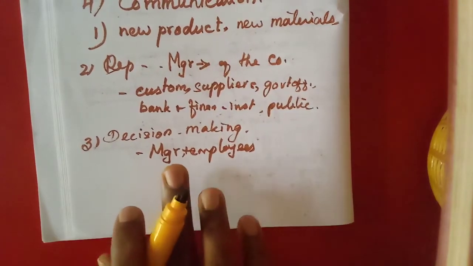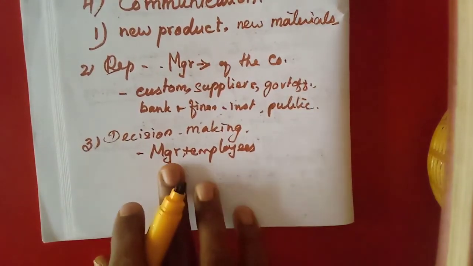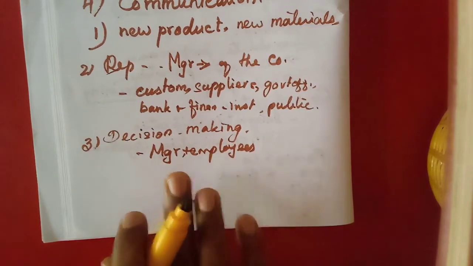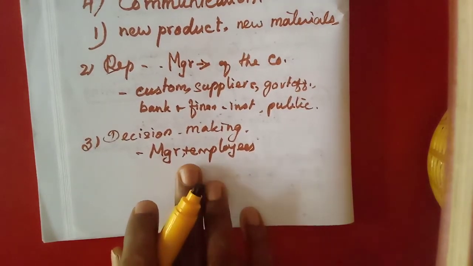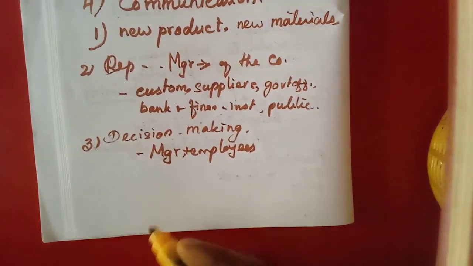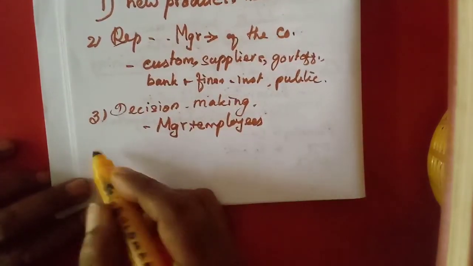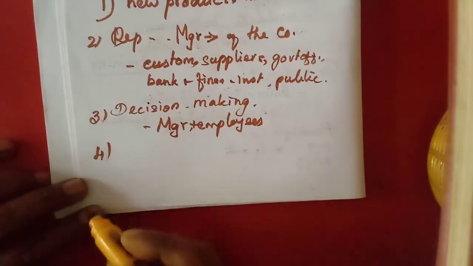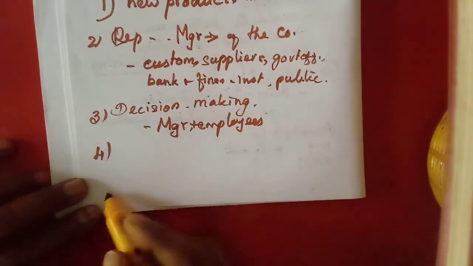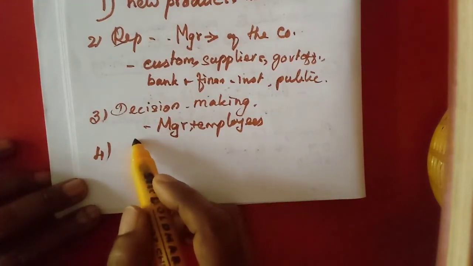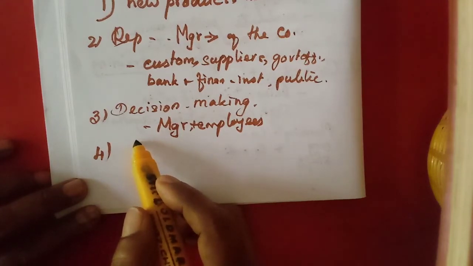In the same way, everyone, the employees as well as the managers, has to take many decisions even every day, in order to run the institution smoothly or to attain the goal of the organization. Then the last subsidiary function is communication.